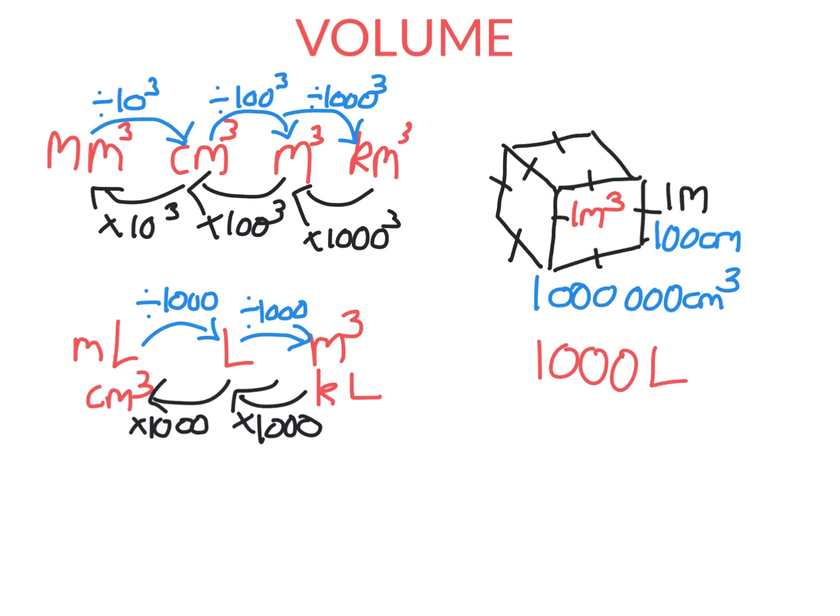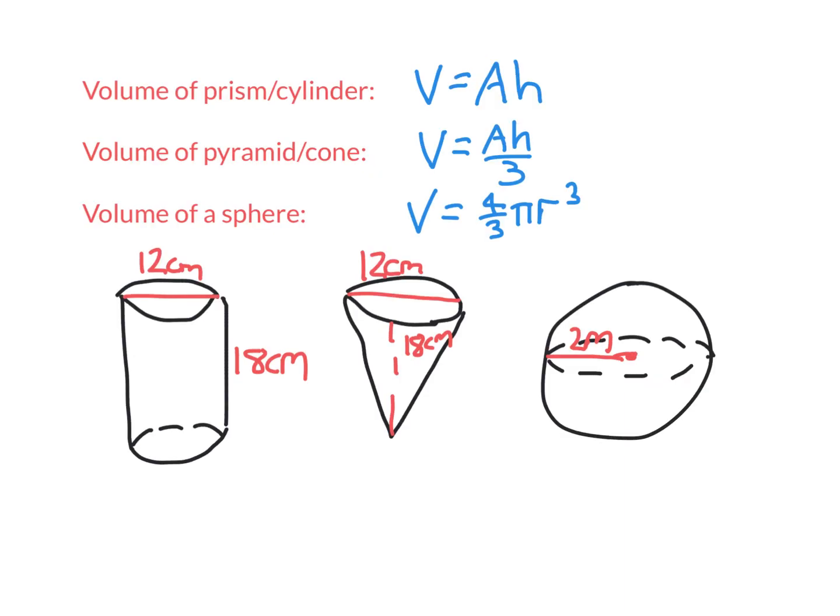All right, let's now look at finding the volume of some other shapes. So if you're finding the volume of a prism or cylinder, use this formula. This says volume equals area of base times height. For a pyramid or cone, it's the same thing, area of base times height, except you need to divide by 3 for a pyramid or cone, and then volume of a sphere, 4 over 3 pi r cubed.